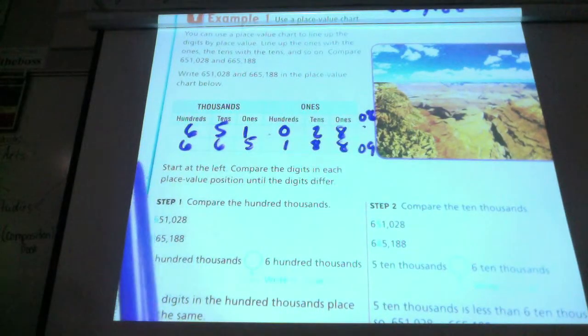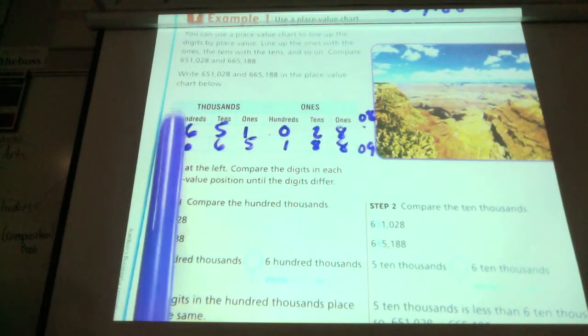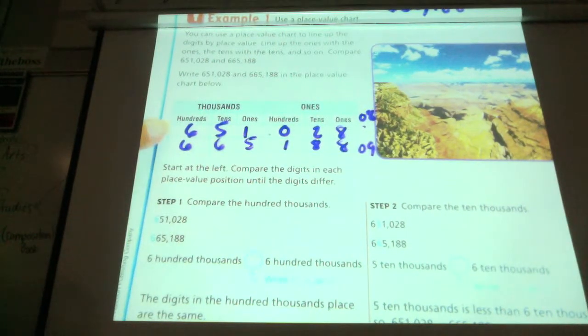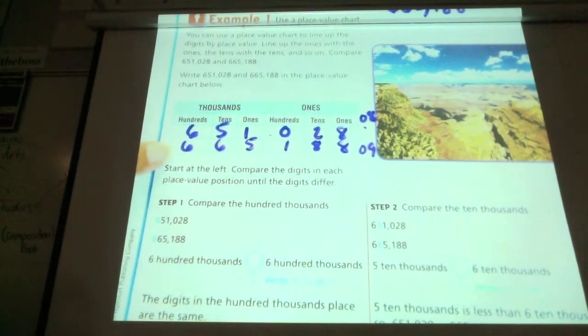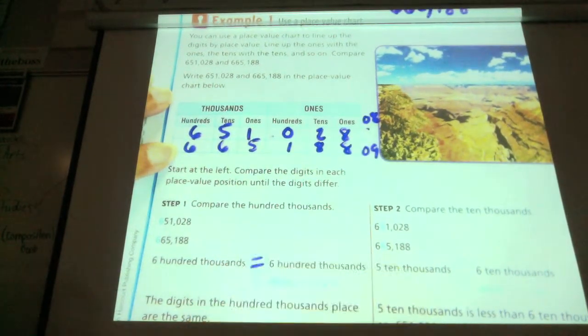So looking at these numbers in the place value chart, we're going to start on the left and see if they have a similar digit or which one's bigger, which one's larger in the hundreds, thousands, 100,000s column. So we're going to compare the 100,000s. What is the digit in the 100,000s column on this one, class? 6. What is it in this one? 6. So are they equal, greater, or less? Equal. Okay, they're equal to each other.